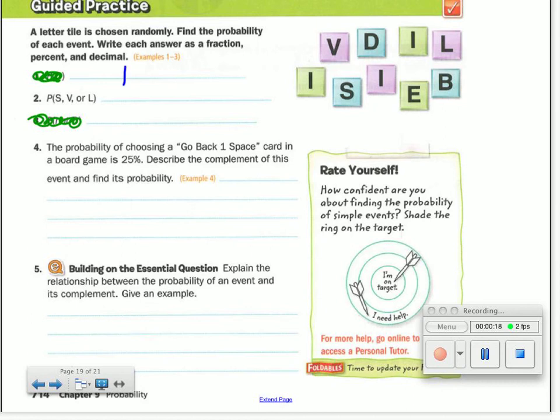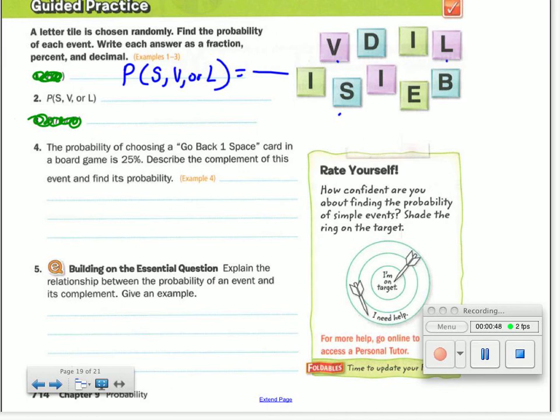So you write capital P, and I know this setup isn't easy for it. On your assignment, there's more space for this. The event that I want to have happen is that I either pick an S, a V, or an L. All right? So again, the top number is how many possible outcomes are favorable, as in they would help me win whatever I'm trying to win. So how many S, V, and L's are there up here?